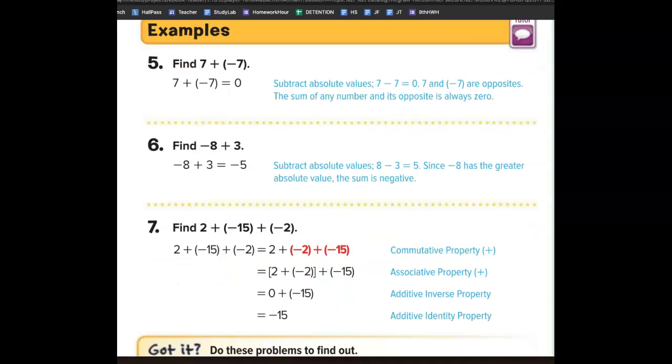Opposites, when you add them together, what do you always get? 7 plus negative 7. Do you have more positives or negatives? Neither. So what's your answer? 0. Because when you add opposites, your answer is always 0.